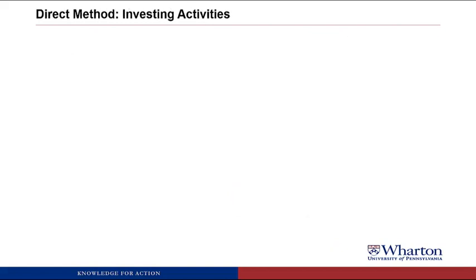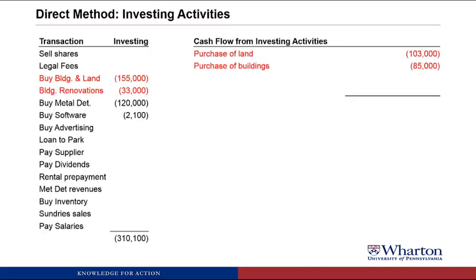First, I'm going to do the direct method for investing and financing activities. Once we get that out of the way, then we'll look at operating activities under both the direct and indirect method. For the investing activities, we need to pull out the column of cash flows that we classified as investing, and then just list them in the cash flow from investing activities section.